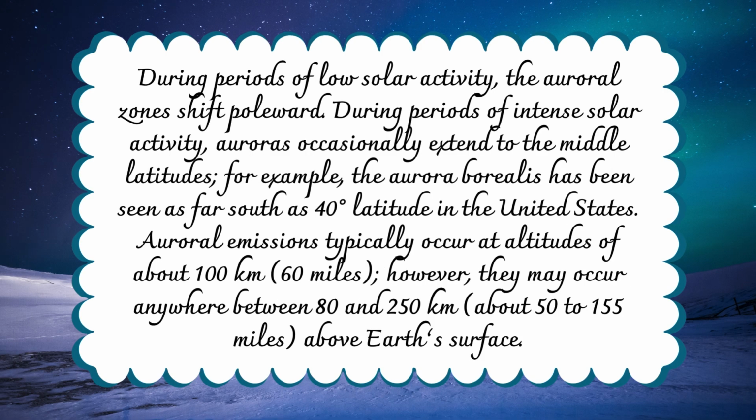During periods of low solar activity, the auroral zones shift poleward. During periods of intense solar activity, auroras occasionally extend to the middle latitudes. For example, the aurora borealis has been seen as far south as 40 degrees latitude in the United States.